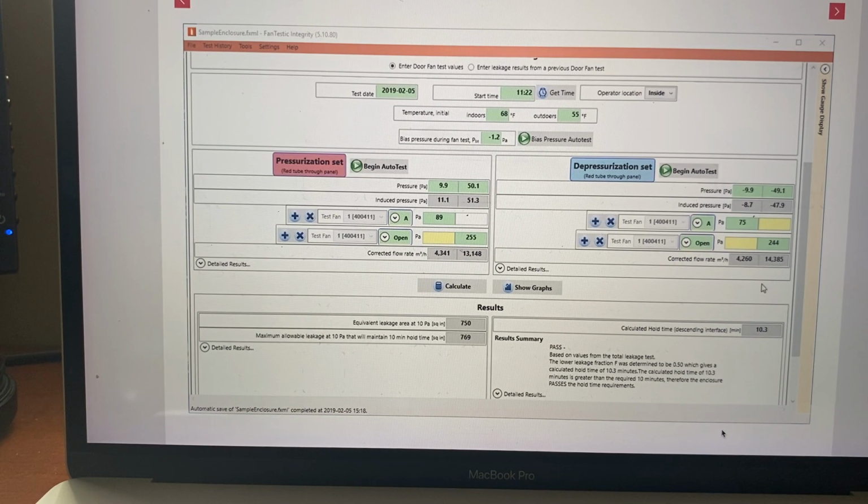The depressurization set is going to be very similar to the pressurization set. The biggest difference is the fan is turned around and our channel A is a negative value instead of a positive. Negative channel A with operator location inside is going to be a depressurization test direction. Again, this is automatically set. We're using the same ranges for depressurization. So in this case, we're using A and open to get the negative 10 and negative 50 Pascal points.